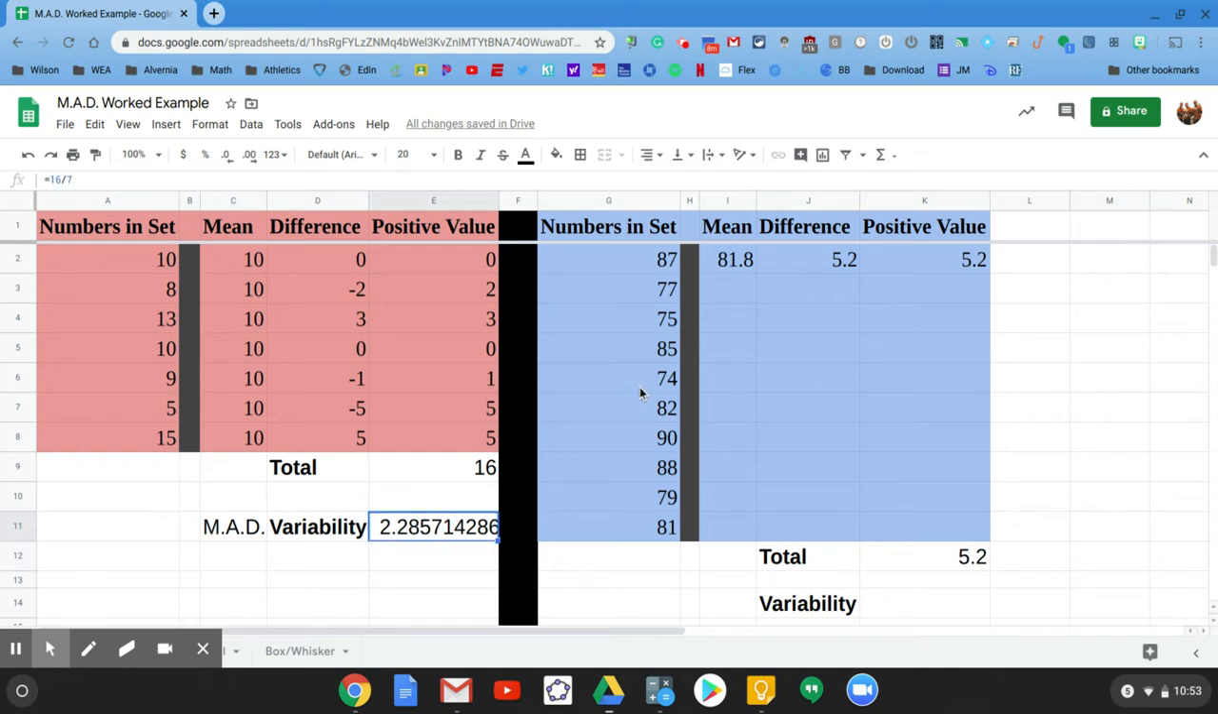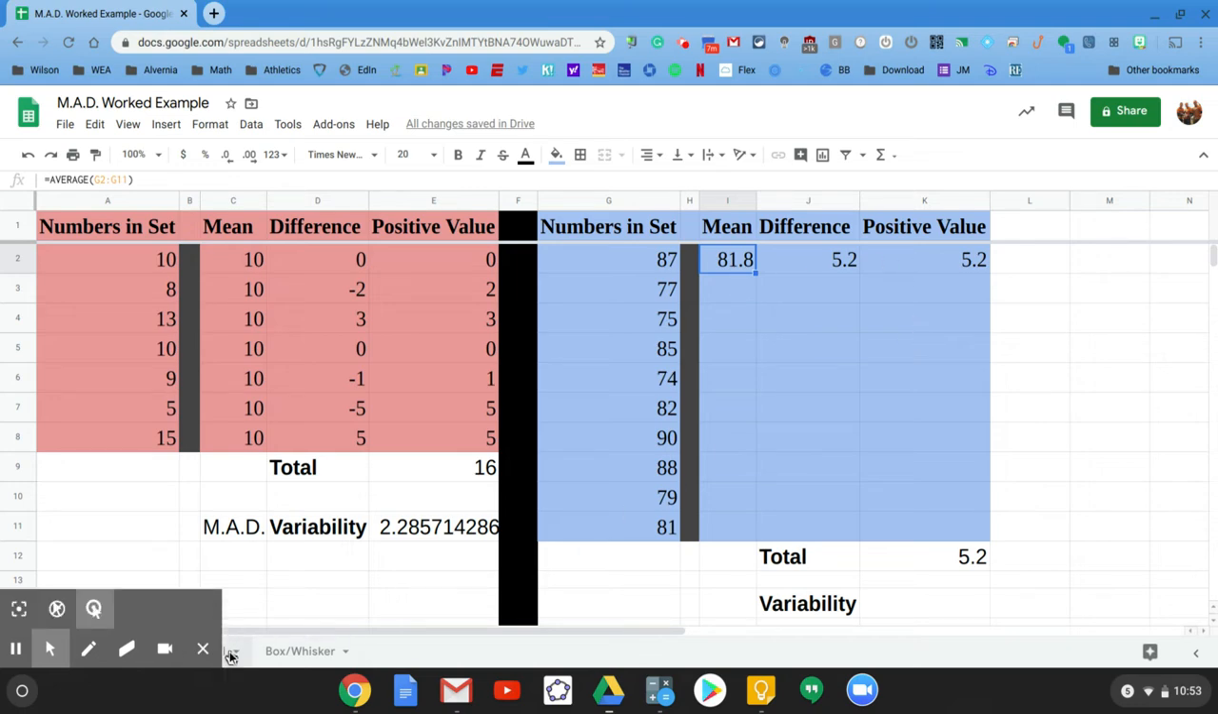Okay? So I'm going to quickly jump over, I have a completed version here. We're going to jump to the next set. Here, in the blue set, I have 10 total numbers. And I'm just showing you what happens if you get a mean that is not a nice and neat mean, like a whole number. Even still, we can calculate the difference from these terms and calculate the positive value.